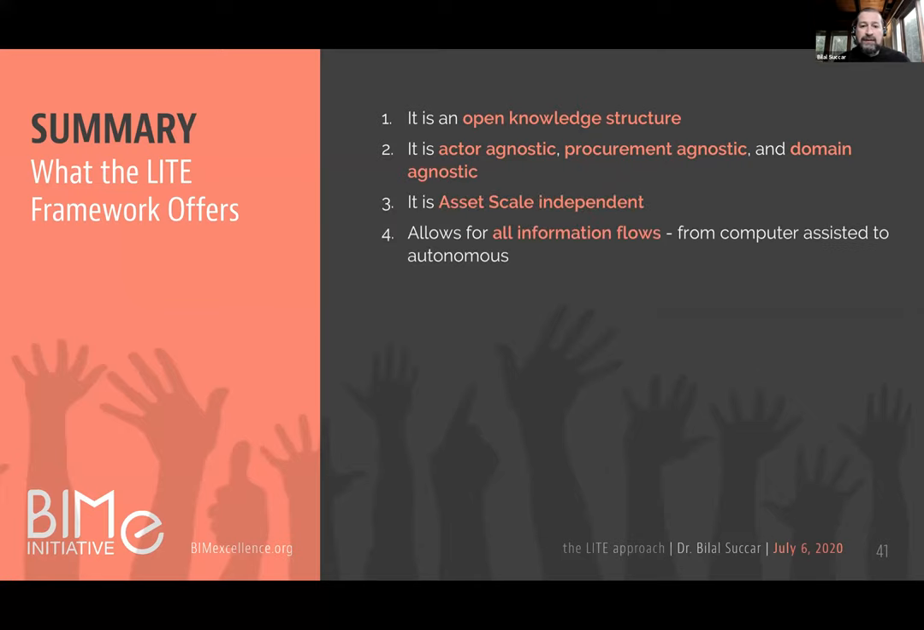It is asset scale independent, and it allows for all information flows: computer assisted, automatic, autonomous. It moves beyond digital twins to couples, and couples are much more flexible than the concept of twins because they allow decoupling and partial coupling, etc. There's lots about coupling that can be discussed. I haven't discussed it today, but the way it deals with assets allows their tokenization, meaning dealing with an asset as a token that can be exchanged and connected, whether through centralized ledgers, centralized databases, or distributed ledgers, what's called blockchain, if you want.